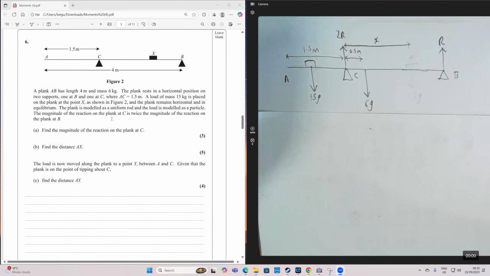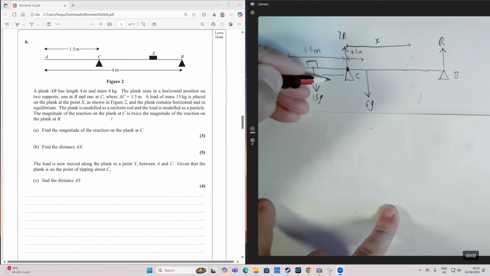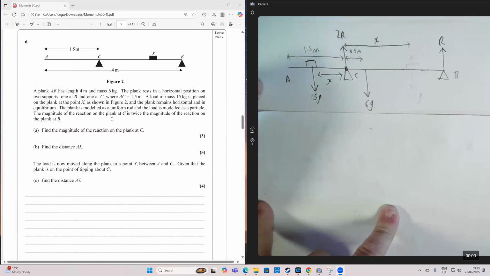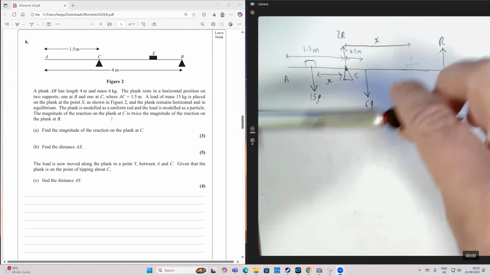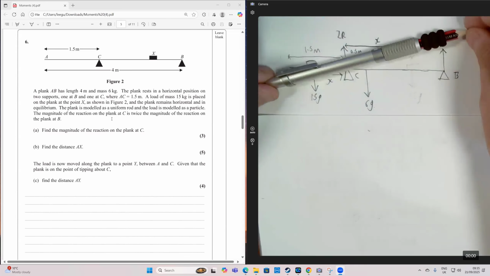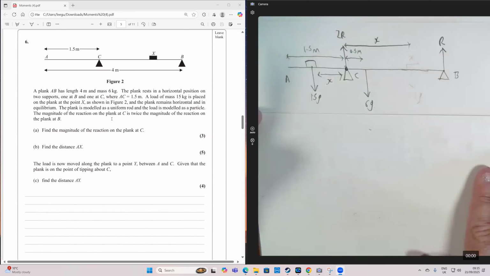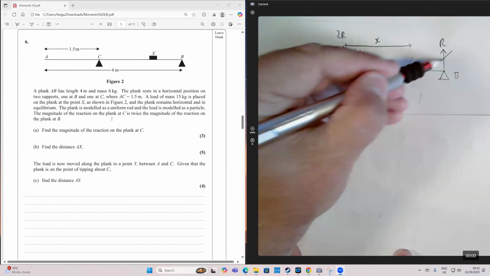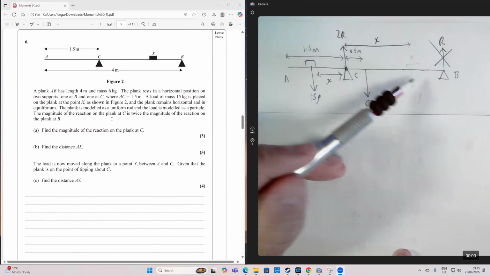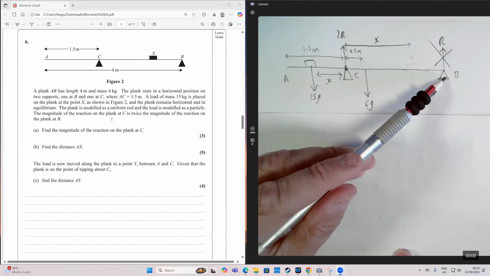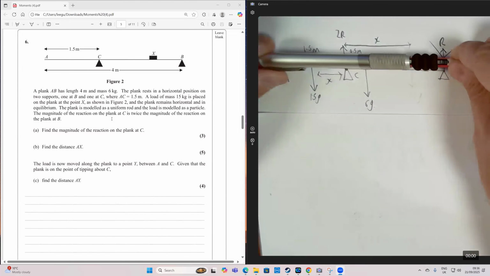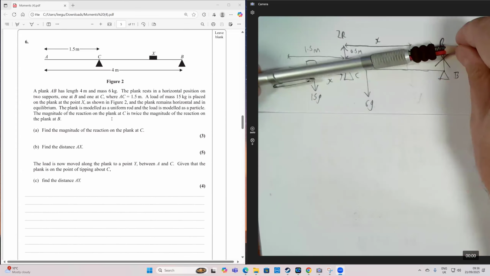We're going to find, so it says, this is the interesting bit, it says, given that the plank is now on the point of tipping about C. So when something's on the point of tipping, I'm going to call this distance here x for this calculation. It's on the point of tipping about C. Now, what that means is it's about to tip up like that, okay? So the significance of that is if something's on the point of tipping, this reaction force here disappears. And in fact, you could even remove that support altogether and it would make no difference to the situation, okay? Because it's on the point of rotating or tipping about the point C.